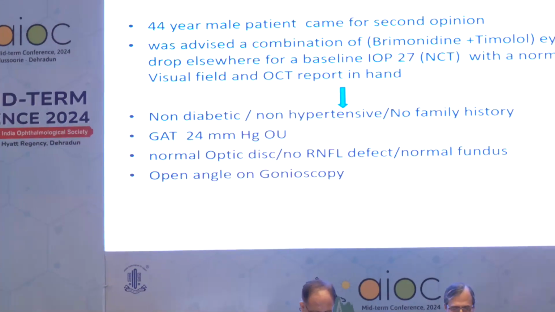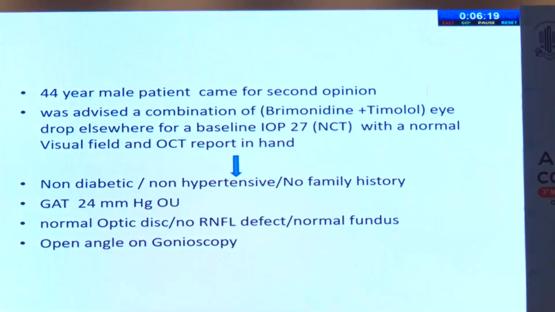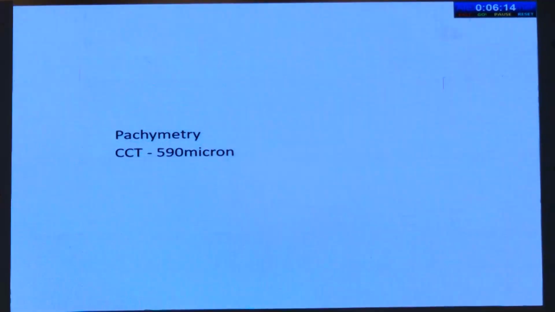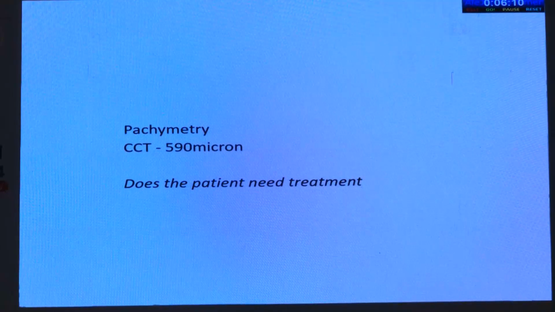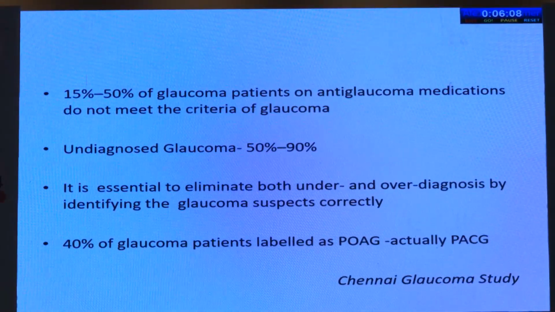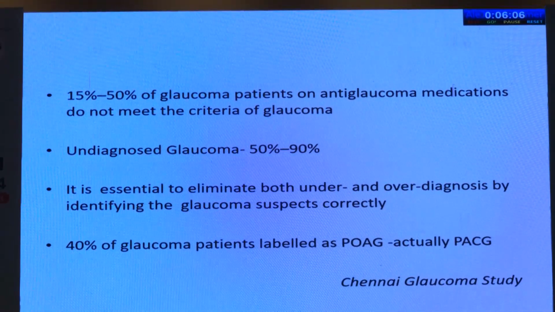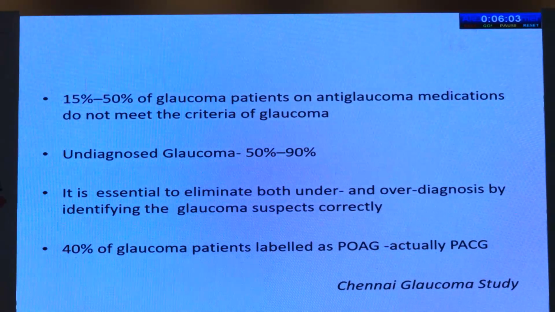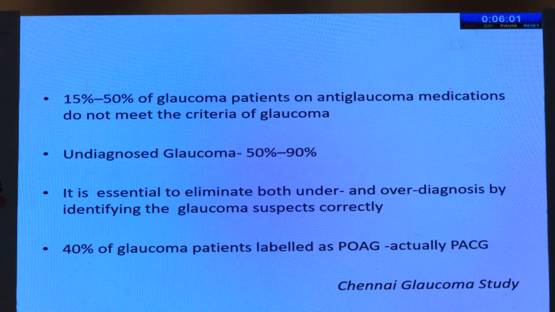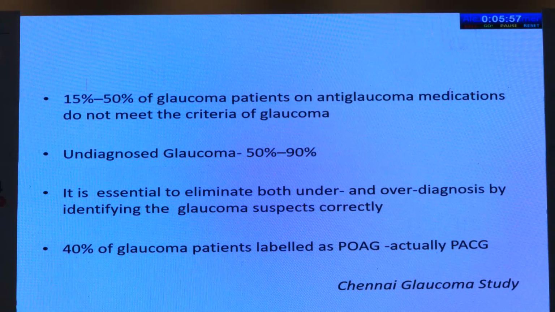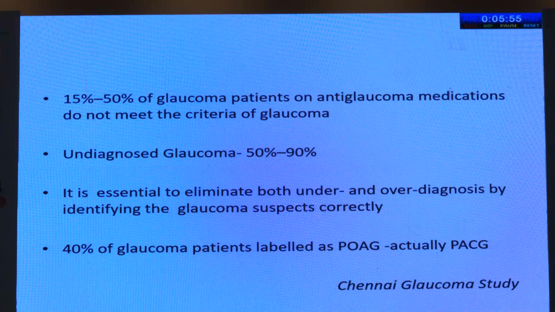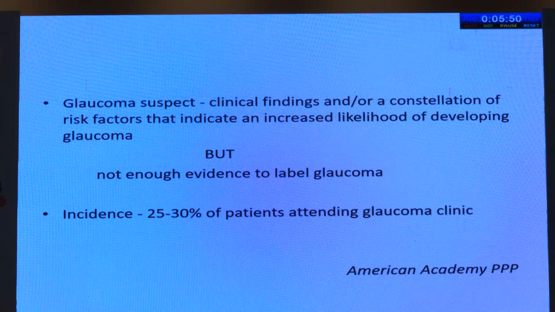And when I did pachymetry, I got 590 micron. So we should think whether the patient needs treatment or the patient needs follow-up. It is seen that 15 to 50% of glaucoma patients on anti-glaucoma medication do not meet the criteria of glaucoma. And at the same time, in 50 to 90% of cases, glaucoma is undiagnosed. So it is essential to eliminate both under and overdiagnosis by identifying the glaucoma suspect correctly.